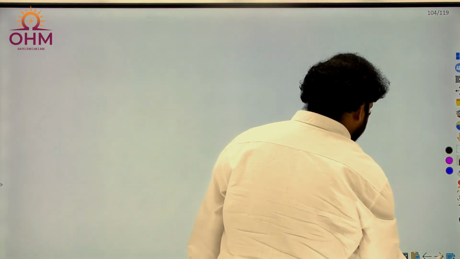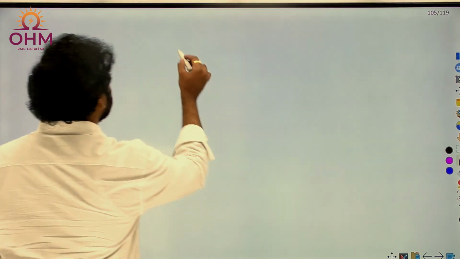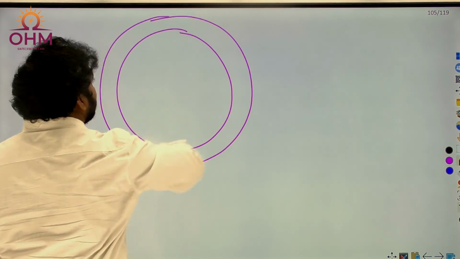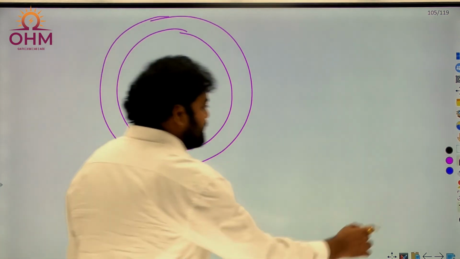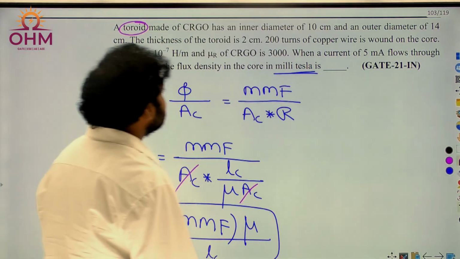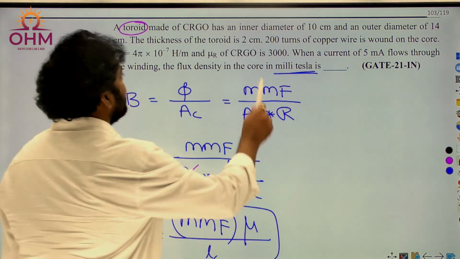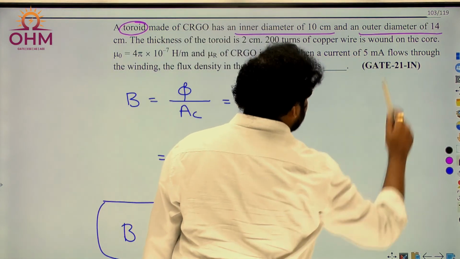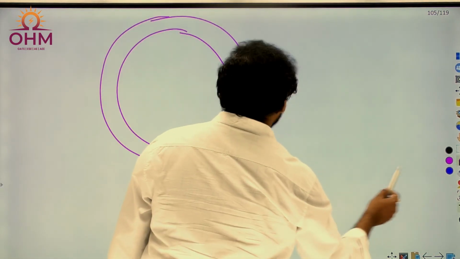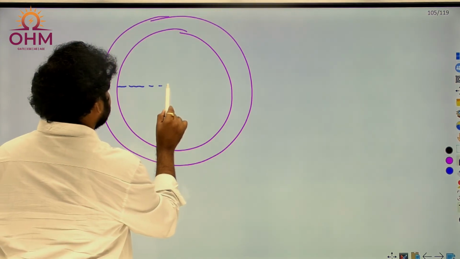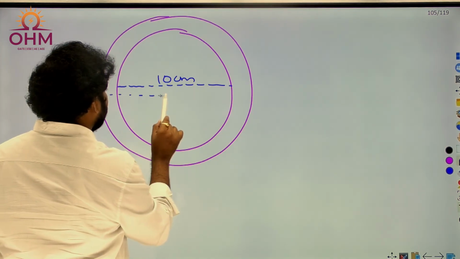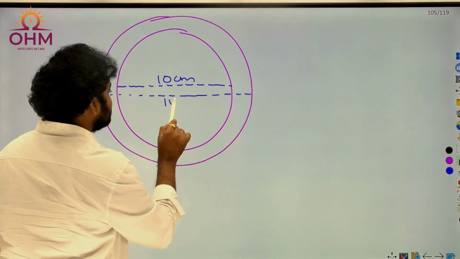So if I draw the diagram, you can see this is how a toroid looks like. And there were two diameters given if you read the problem carefully. One is inner diameter, another one is outer diameter. Inner diameter 10 centimeter, outer diameter 14 centimeter. This is the inner diameter, 10 centimeter. This is the outer diameter, which is 14 centimeter.